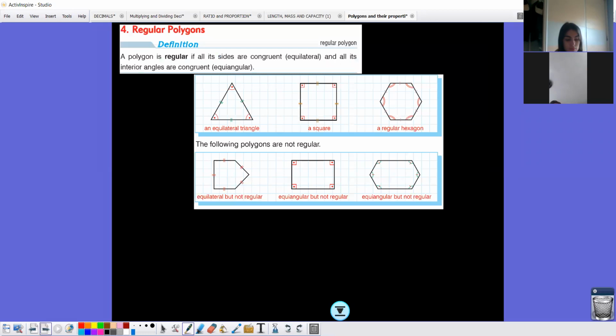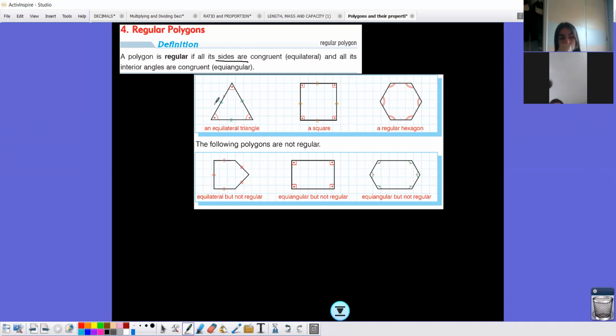Regular polygons. This name, guys, regular polygons, you will see in some questions. For example, the shape maybe will not be given, and it will say that the polygon is a regular polygon. What does it mean, regular polygon? If all its sides are congruent, equilateral, and all its interior angles are congruent, equiangular. So all the sides are the same and all the angles are the same. So this kind of polygons we call regular polygons.